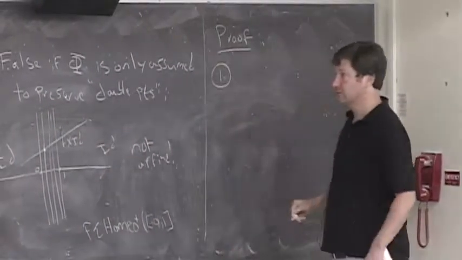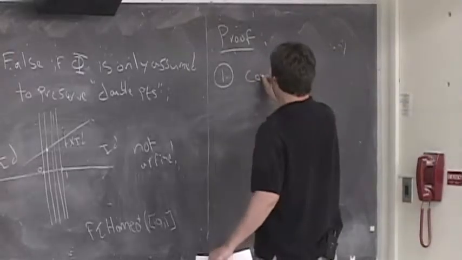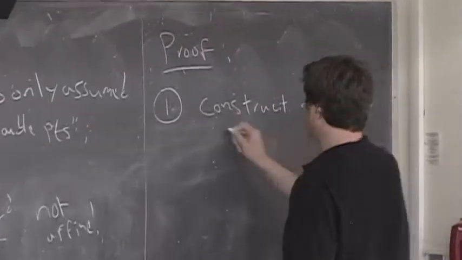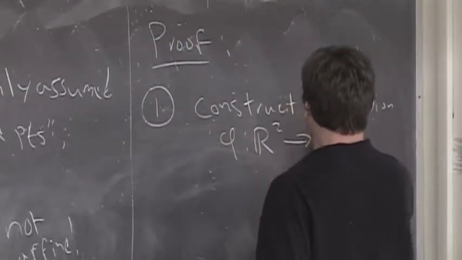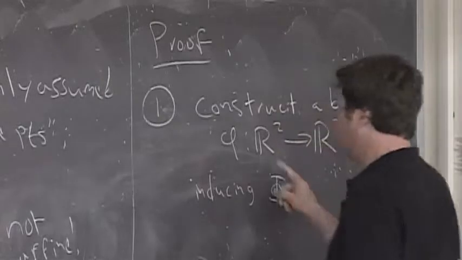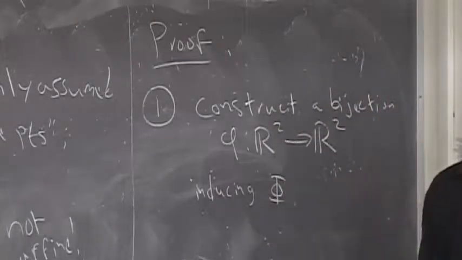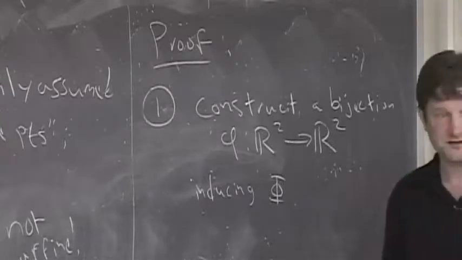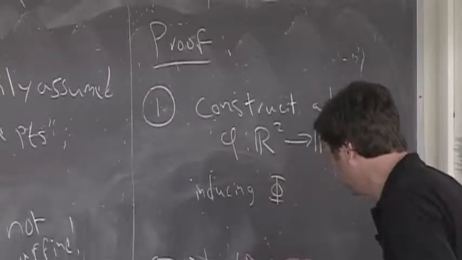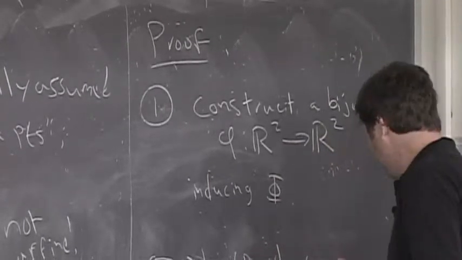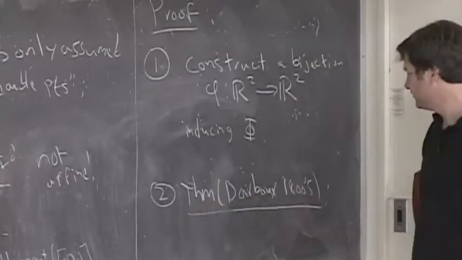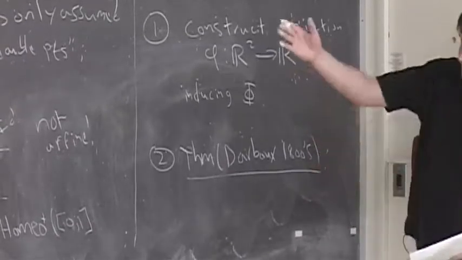Step one is to construct a bijection from R2 to R2, inducing phi, meaning this bijection will take lines to lines. And then two, Darboux proved in the 1800s. Actually, I think I have a more Thurstonian proof of this, but I don't have time to do this. I want to move to the topology part of the talk.